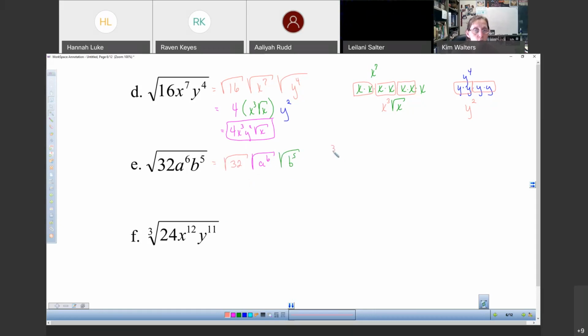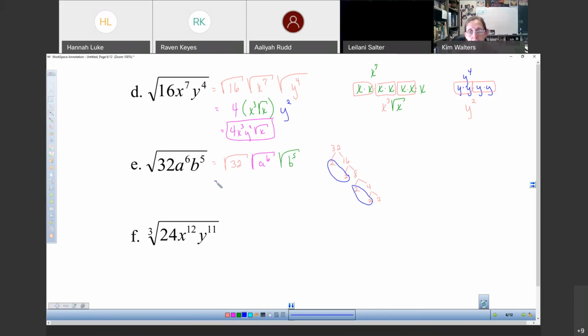So 32 is not a perfect square. It factors into 2 times 16. 16 factors into 2 times 8. 8 factors into 2 times 4. 4 factors into 2 times 2. Remember, I am looking for pairs, right? And so I have 1 pair of 2's and a second pair of 2's and a 2 left over.